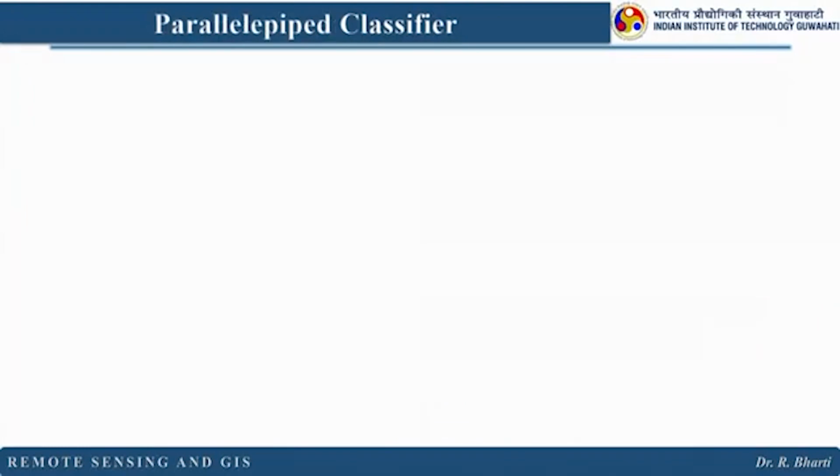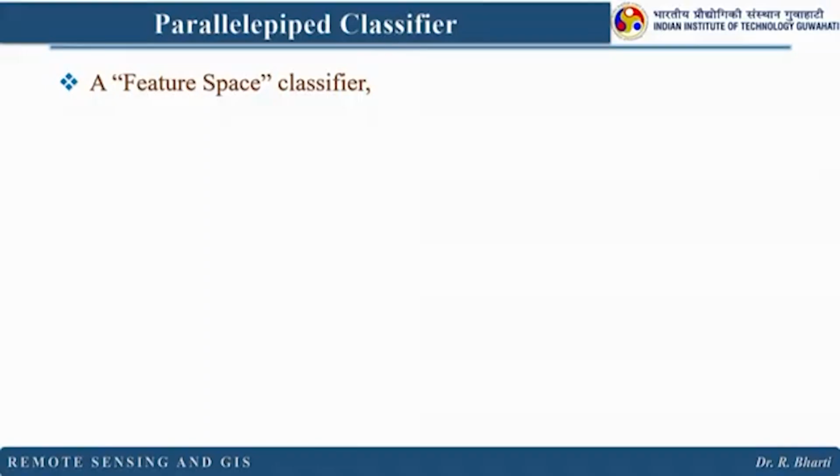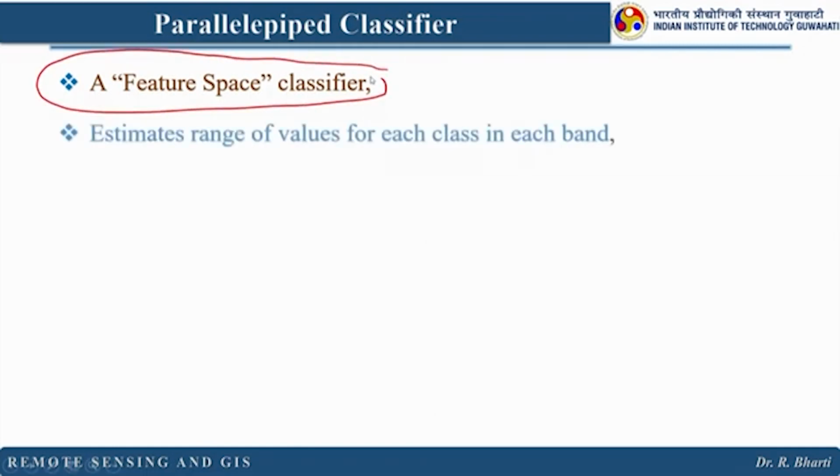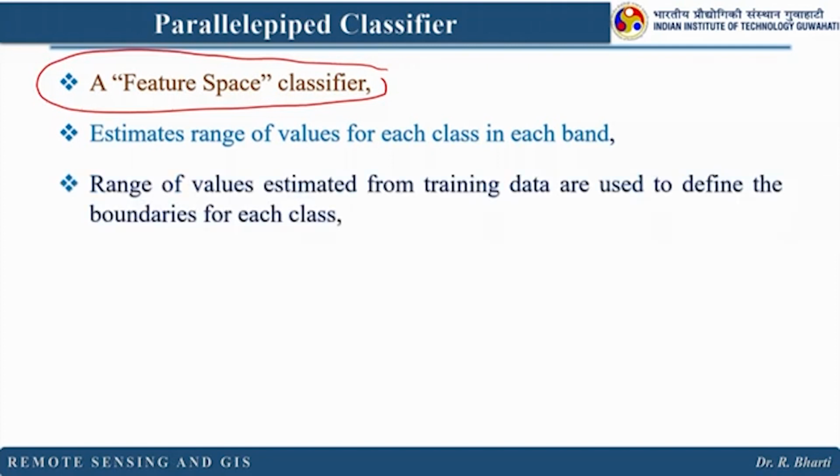So the next method is parallelepiped, right? Here what we do is we actually use the feature space, right? This is what is written here. It is a feature space classifier, and it estimates the range of values for each class in each band, right?